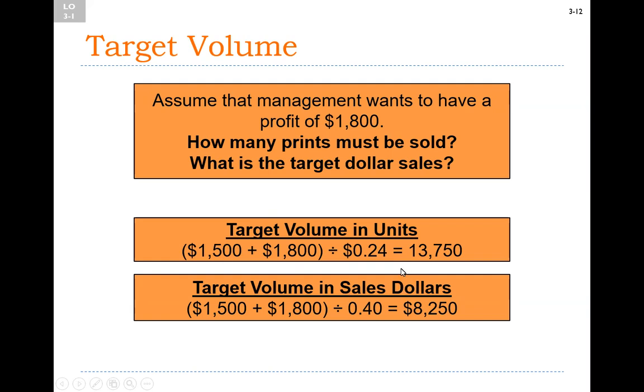Now, this slide here is showing you this calculation in terms of units and in terms of dollars. Notice that we are using the contribution margin per unit, so that's that price per unit, in order to find it in units, or we're using the ratio to find the target profit in dollars.